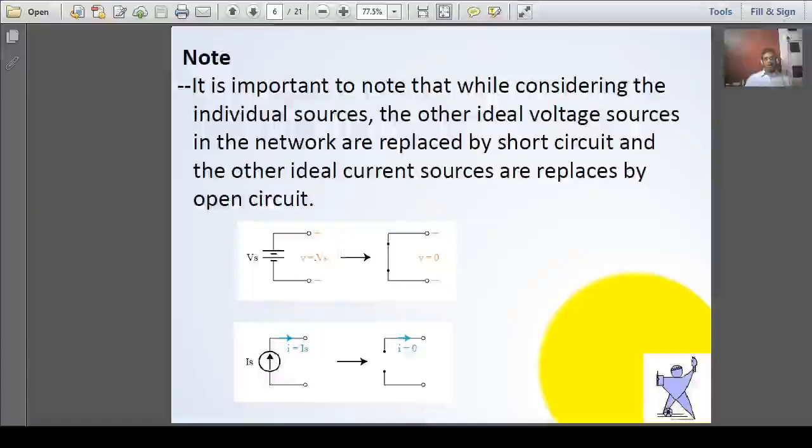Here you can see in the figure, this voltage source when replaced by its internal resistance, it will be replaced by a short circuit, because the internal resistance of a voltage source is always 0. When this current source is replaced by its internal resistance, it will be replaced by an open circuit, because the internal resistance of the current source is infinite.